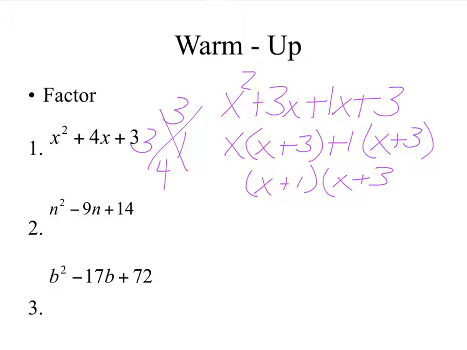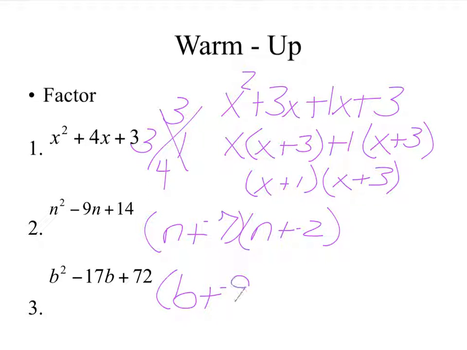At this point, we would check by foiling. If you need to see that, please come up and ask me individually. I'm more than happy to help you. But just remember you're doing that first, outer, inner, last. Second one, using the same method, you should have gotten n plus negative 7 and n plus negative 2. And b plus negative 9. And b plus negative 8.